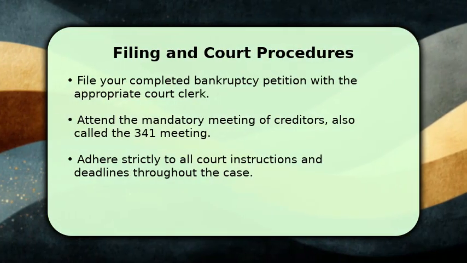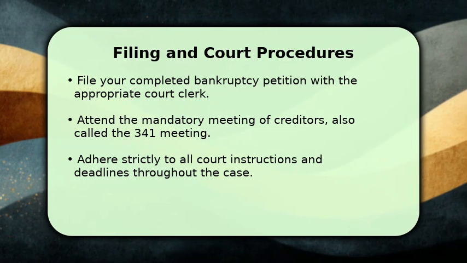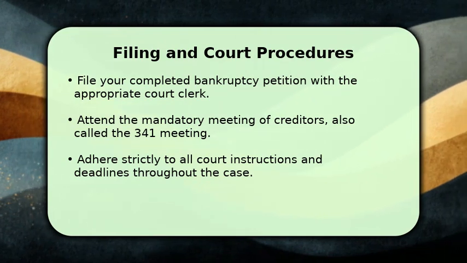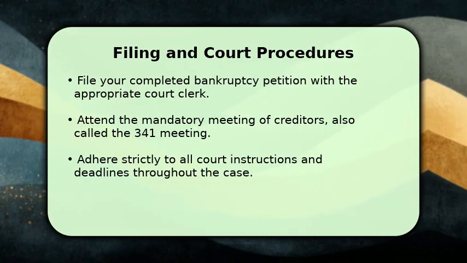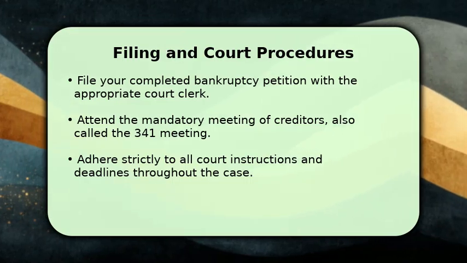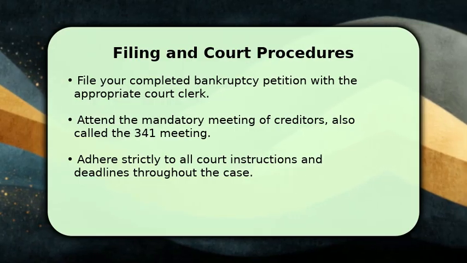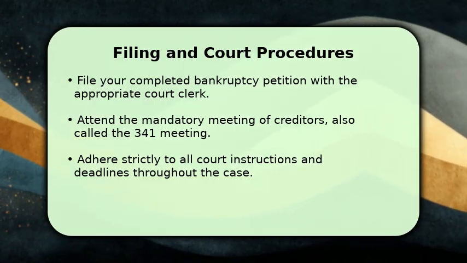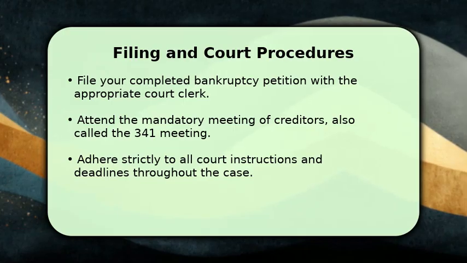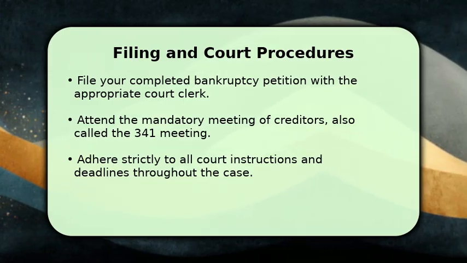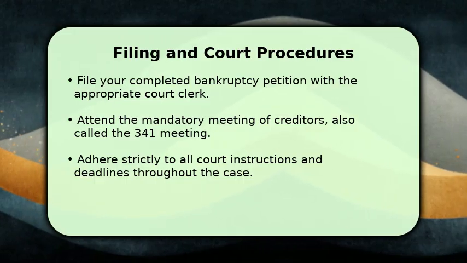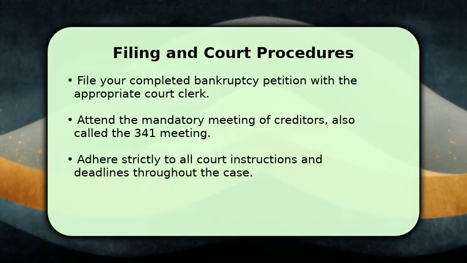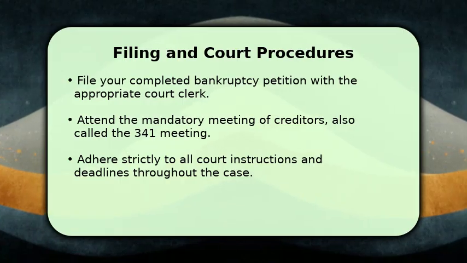After preparing your forms, the next step is to file your completed bankruptcy petition with the court clerk. You'll then be scheduled for a mandatory meeting of creditors, often referred to as the 341 meeting. During this meeting, a trustee will ask you questions under oath about your financial situation. It's essential to follow all court instructions and meet every deadline precisely to ensure your case proceeds without complications.